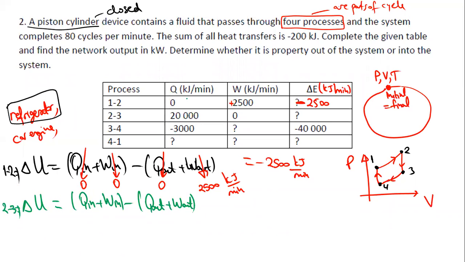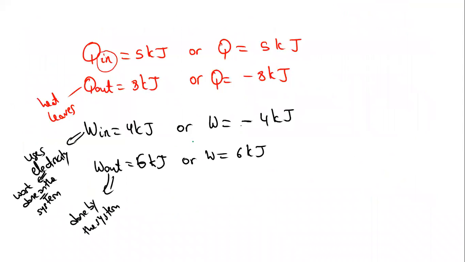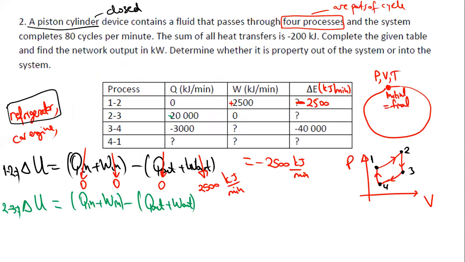For the 2 to 3 process, Q is positive. You see, the sign is positive. I'll go back to the table here. When Q has a positive sign, it means in. So therefore, the in part is 20,000 kilojoules per minute. And the work part is 0, therefore I put 0 here, and I put 0 here.